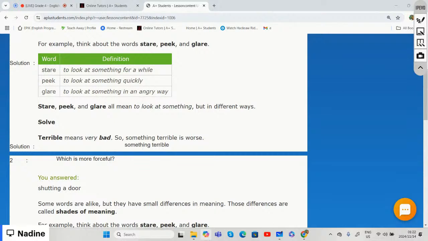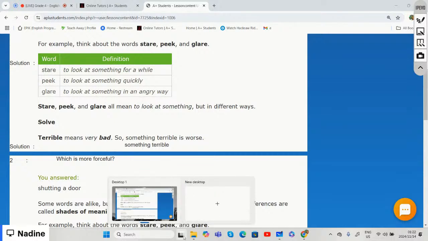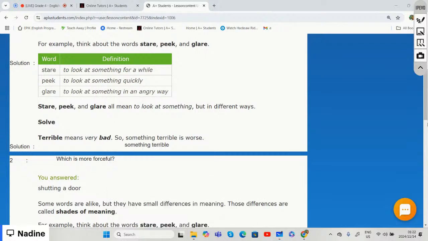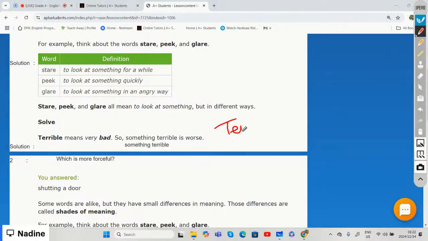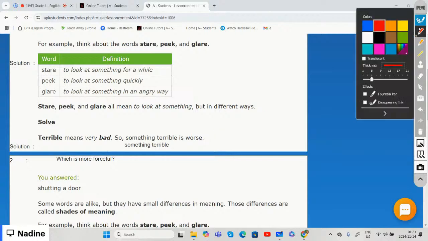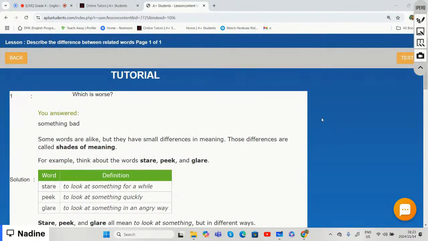And if we were to say something is worse, then we can say it is terrible, because terrible is very bad. Terrible is something very bad, right? So now we're going on to a test where we're going to describe the difference between related words.